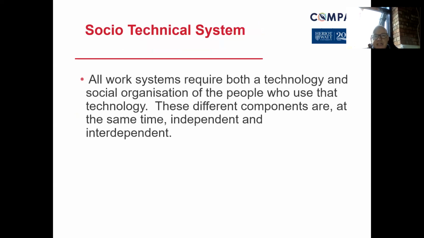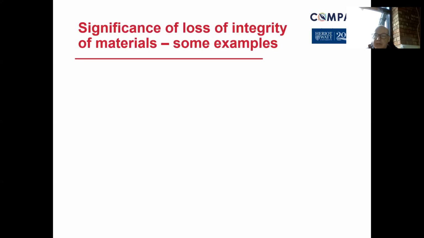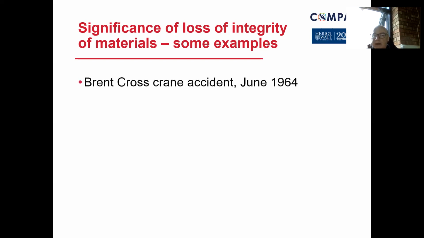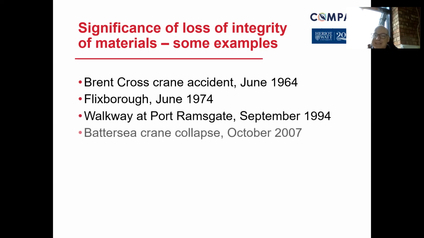Okay, I'll move on now to socio-technical systems. All work systems require both a technology and a social organization of the people who use that technology. This impacts on culture, so it is important to try and consider this within safety and risk management. These different components are at the same time independent and dependent, so interdependent, should we say. So there are ways in which it affects our interpretation of that. When we look at loss integrity, particularly of materials, there have been quite a few incidents where these have gone wrong. So component parts have led to those incidents.